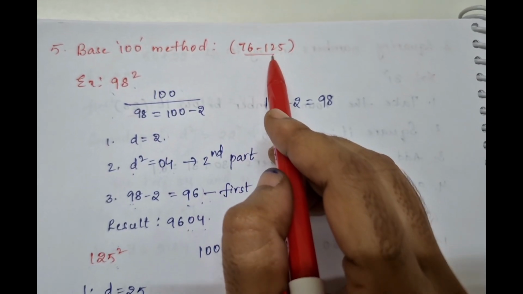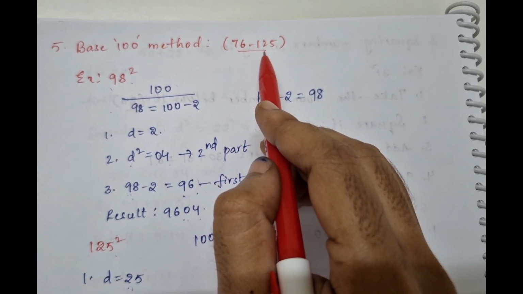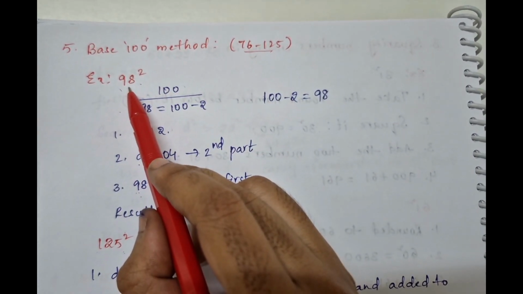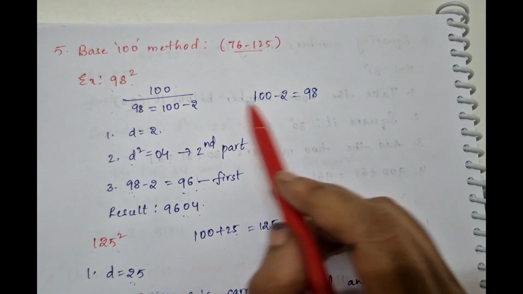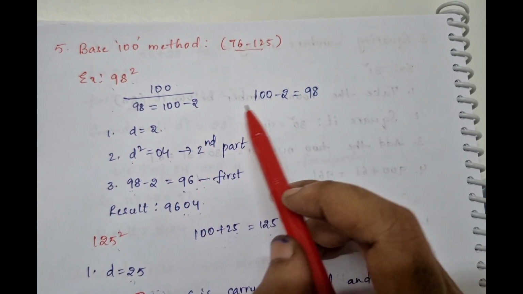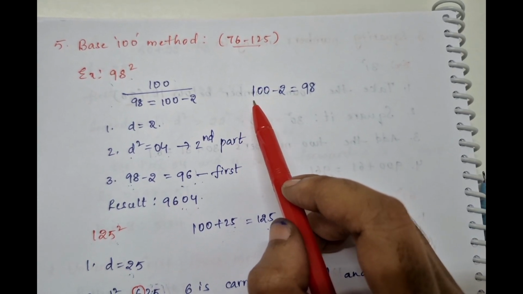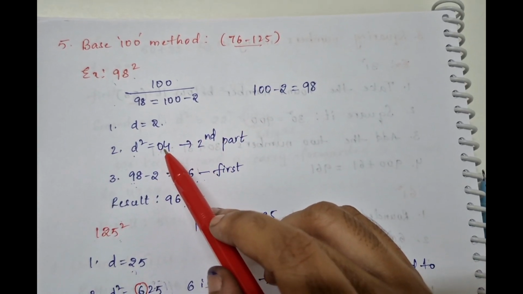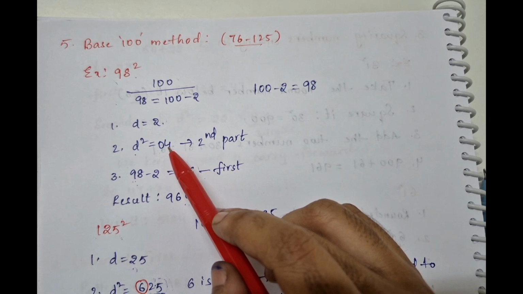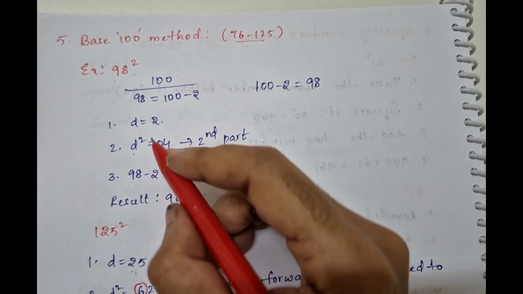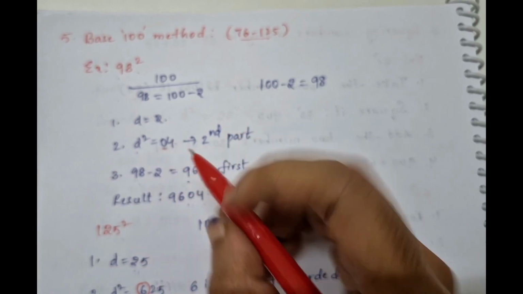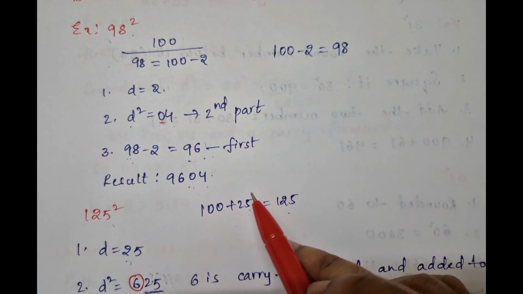The fifth method is the base 100 method, and this method we use for the numbers which are from 76 to 125. Let me take one example here. 98 square. How much is this 98 less than 100? 2, right? So the difference I am taking is 2. So the square of the difference is how much? 2 square equals 4, no? So 4 is a single digit. So what we will do, we'll put 0 before the digit to make it 2 digits. That will become 04.